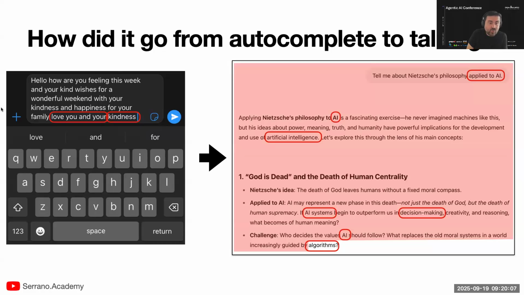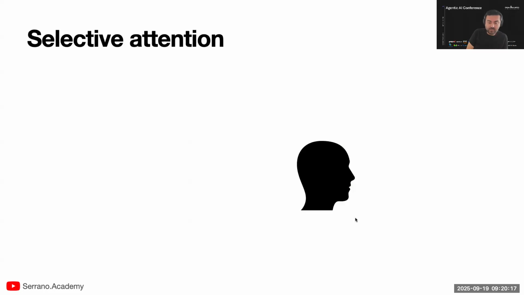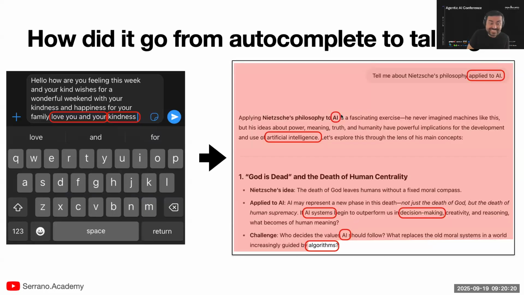So the WhatsApp autocomplete has a bias on recency. It pays more attention to the stuff you just said. On the other hand, this one has a bias on similarity. It pays more attention to the stuff that is similar to what it's saying right now. That's the change. That's why it can talk. Okay, that's the main change I made to talk.